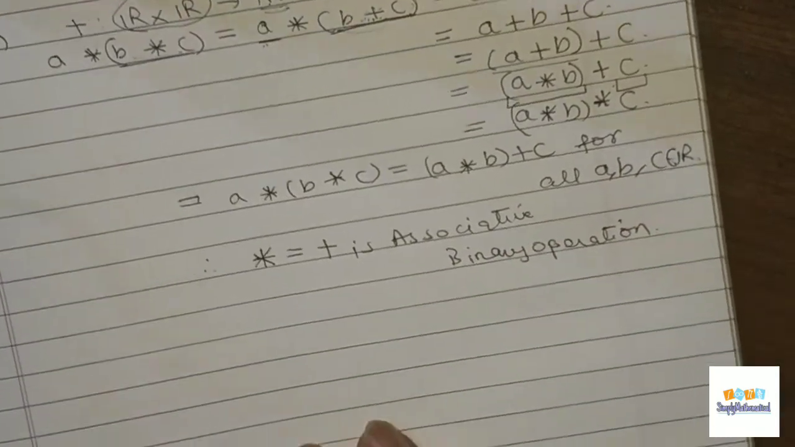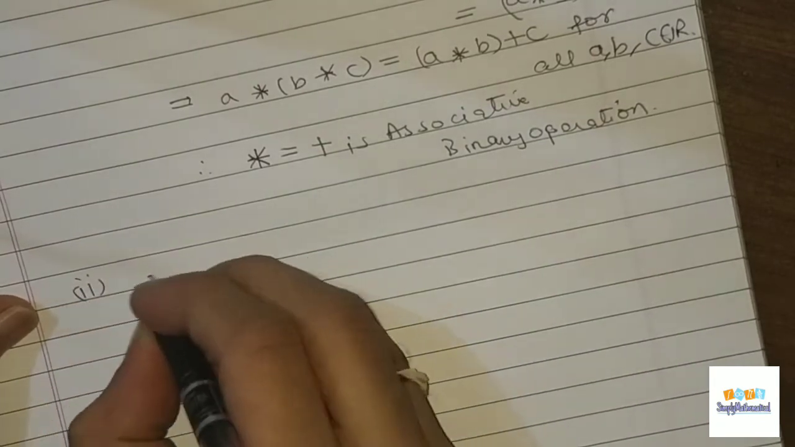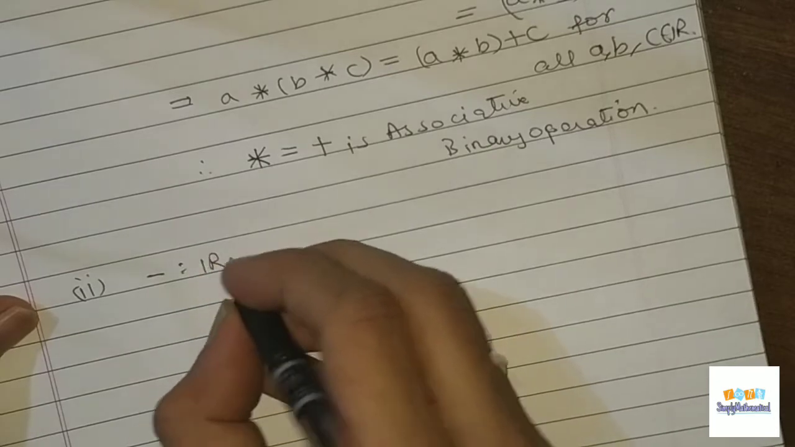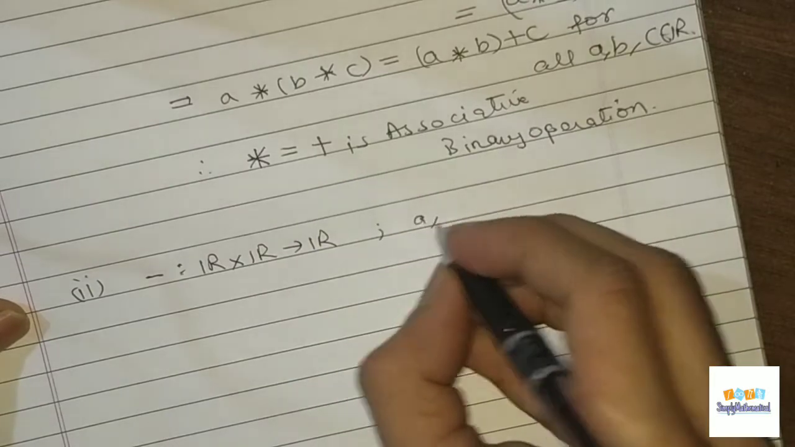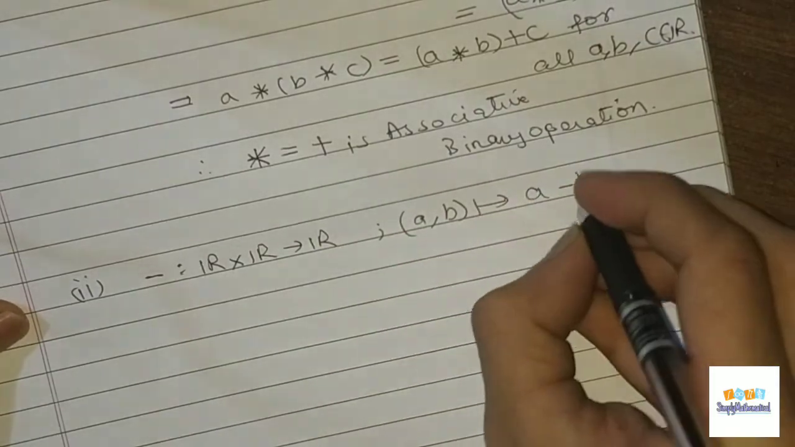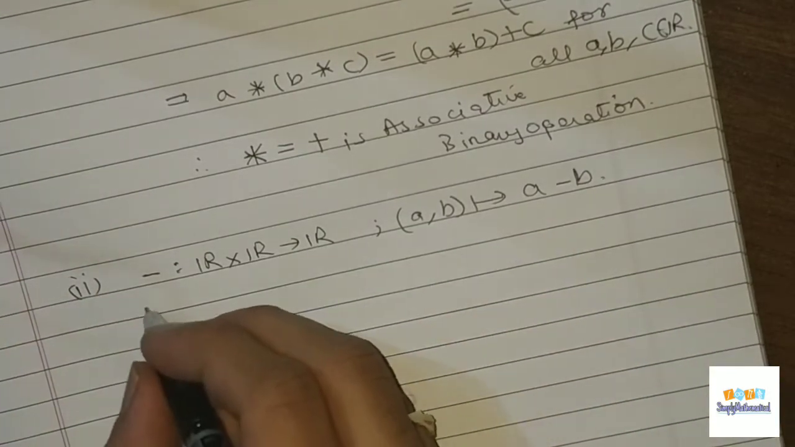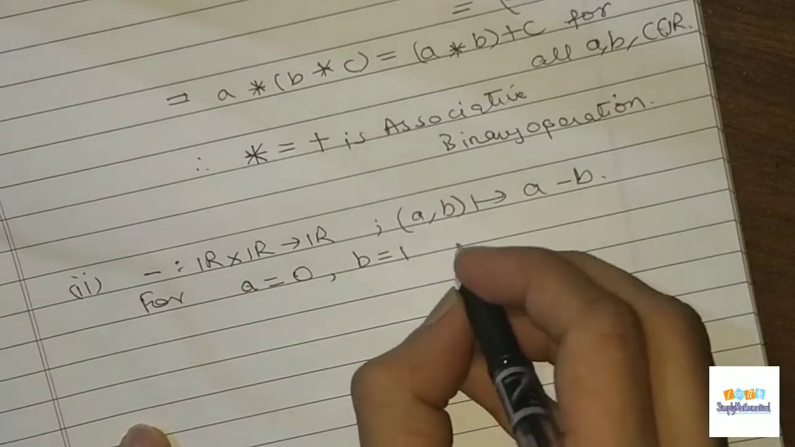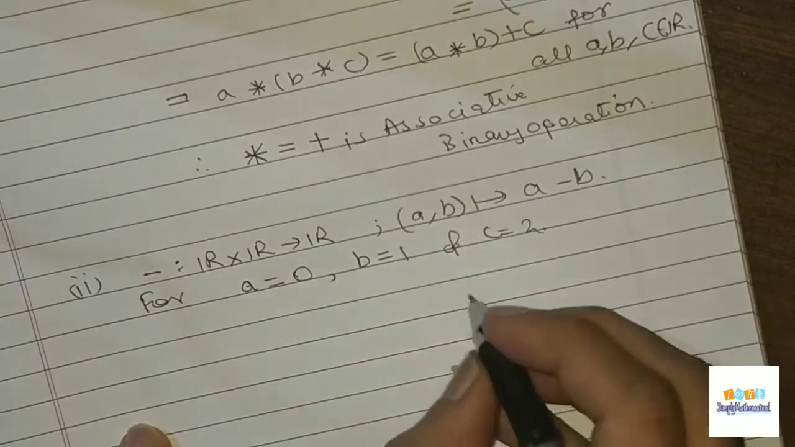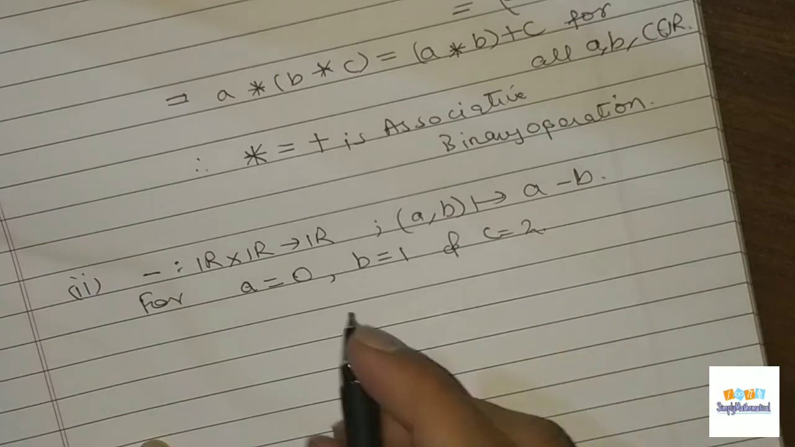Now let us look at one non-example. Subtraction, from R cross R to R, is defined by (a, b) goes to a minus b. Now this will not be an associative binary operation, so let us see why. For a equal to 0, b equal to 1 and c equal to 2, we have to take three elements. To check associativity, we have to take three elements a, b and c.